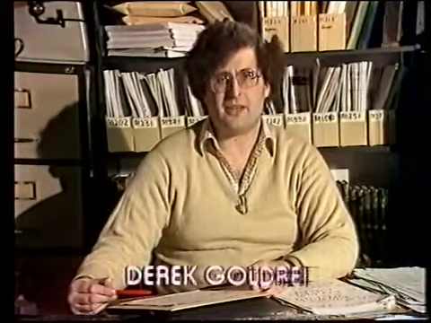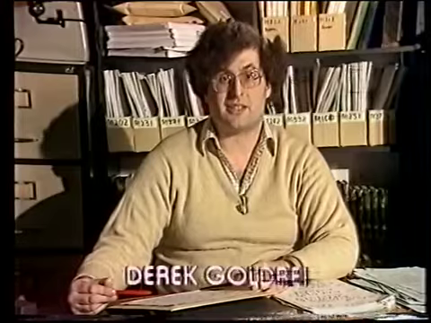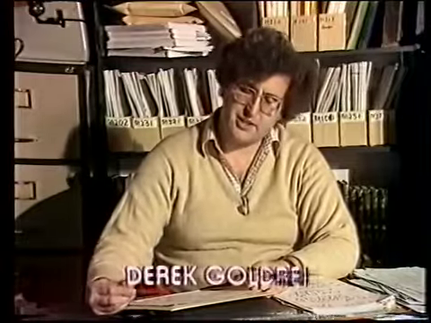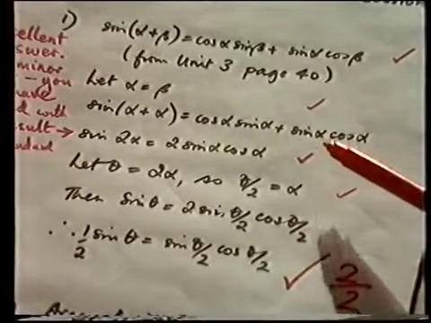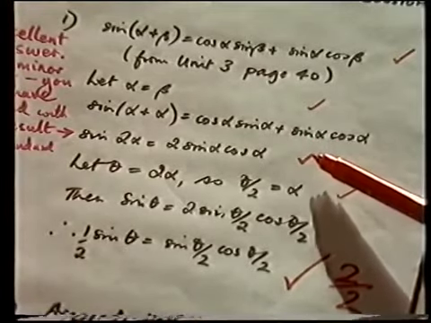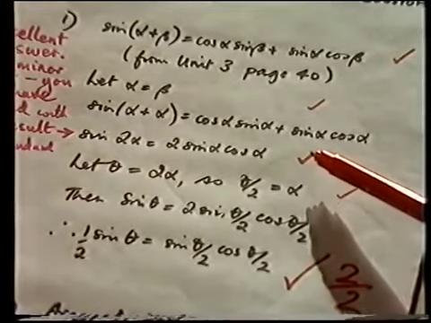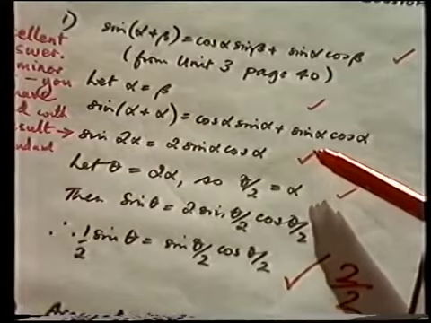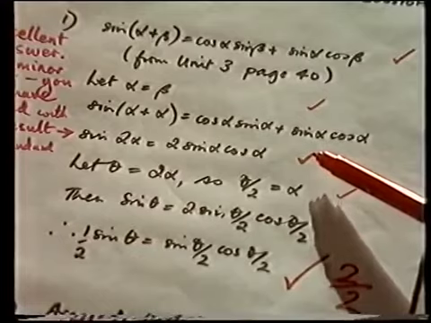Now, that's a perfectly good answer and gets full marks. But I've only got one small comment on the script, which is that she could have started her argument with this line here. You see, sine 2 alpha equals 2 sine alpha cos alpha is also a standard trig formula, and it's a perfectly good place to start.